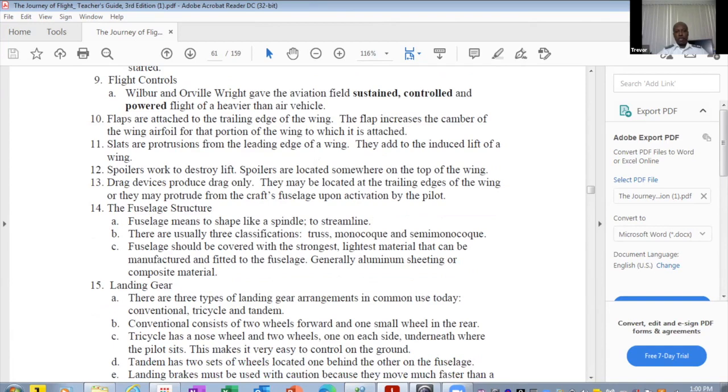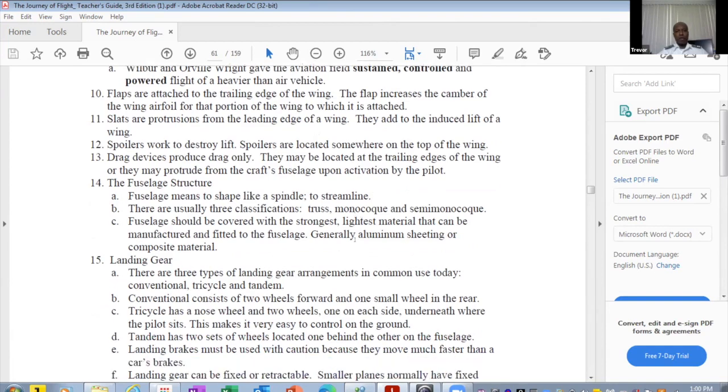The fuselage structure. Now, the fuselage is the main body of the aircraft. It has a shape like a spindle to streamline. There are usually three classifications of the fuselage: truss, monocoque, and semi-monocoque. Most of you might be familiar with truss, like a truss bridge, those triangular shaped connections. Monocoque uses tubes to connect and make the frame of the aircraft. And at some point you can use truss and monocoque in the design as well, semi-monocoque.